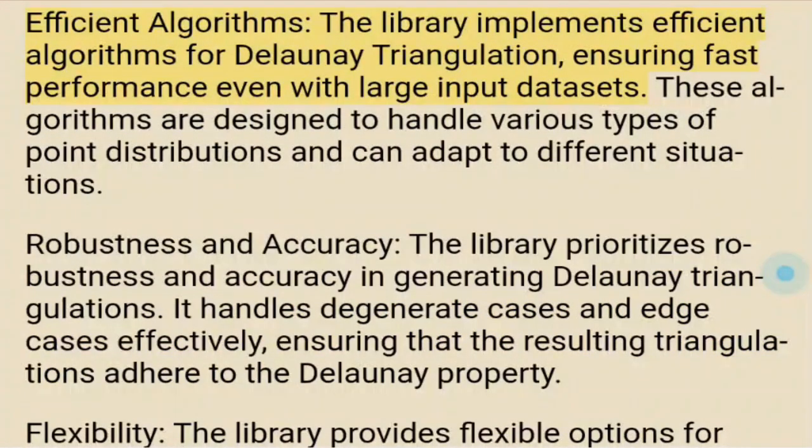Efficient algorithms. The library implements efficient algorithms for Delaunay triangulation, ensuring fast performance even with large input datasets. These algorithms are designed to handle various types of point distributions and can adapt to different situations. Robustness and accuracy. The library prioritizes robustness and accuracy in generating Delaunay triangulations. It handles degenerate cases and edge cases effectively, ensuring that the resulting triangulations adhere to the Delaunay property.